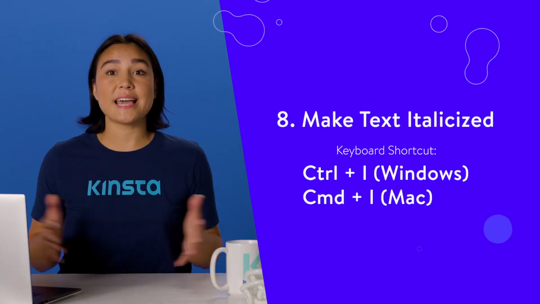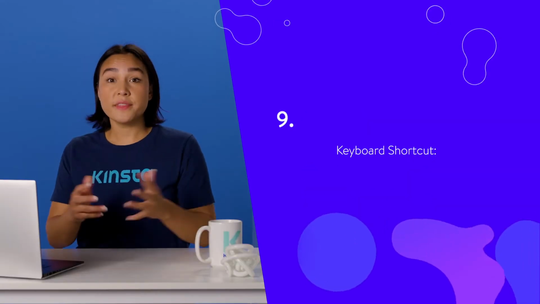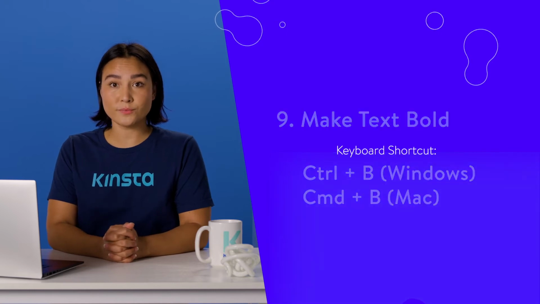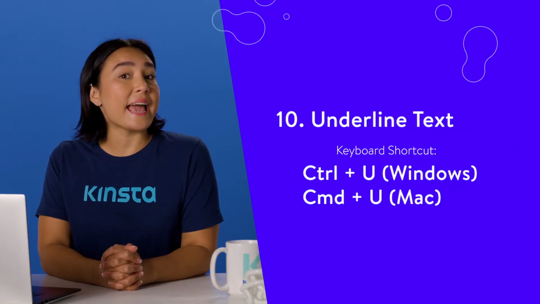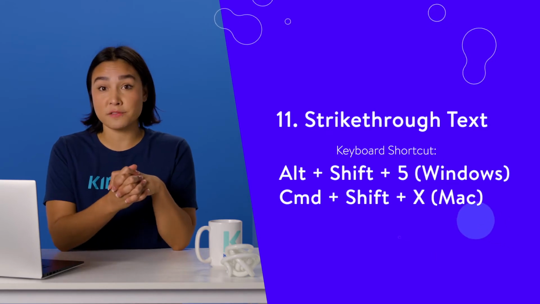This shortcut takes any text that you've highlighted and italicizes it. This shortcut takes any text that you've highlighted and makes it bold. This Gmail shortcut will underline any text you highlight. This shortcut will strike through any text you've selected.